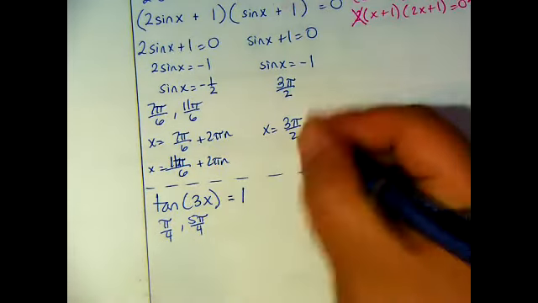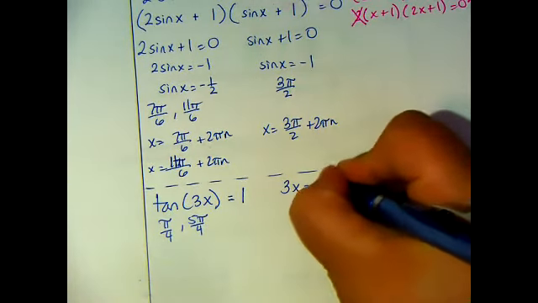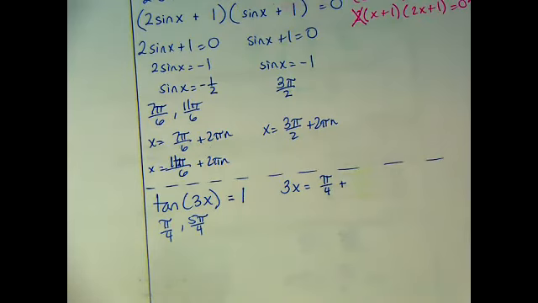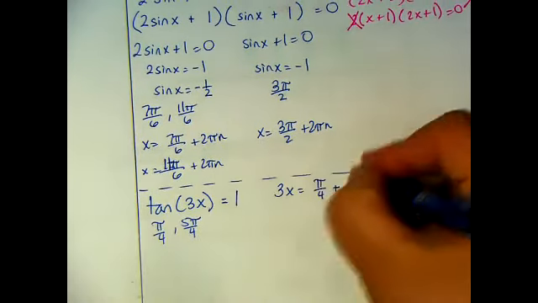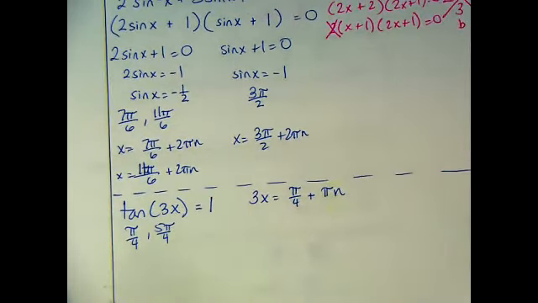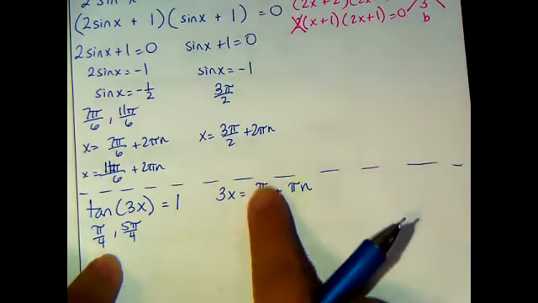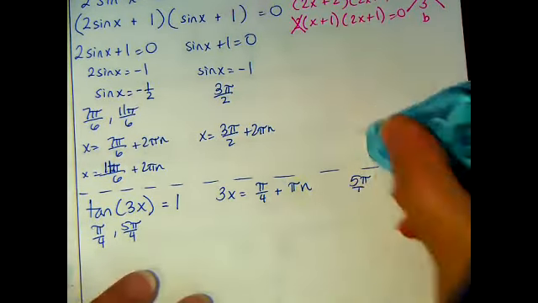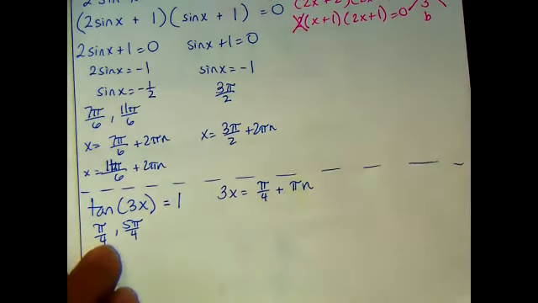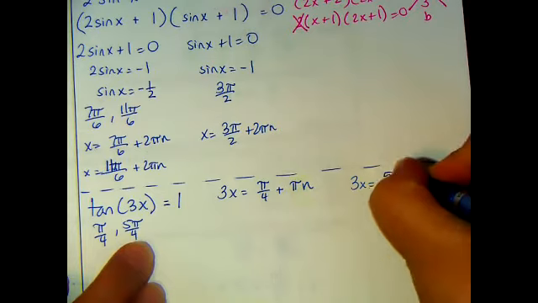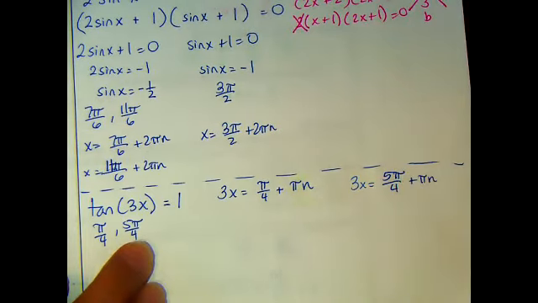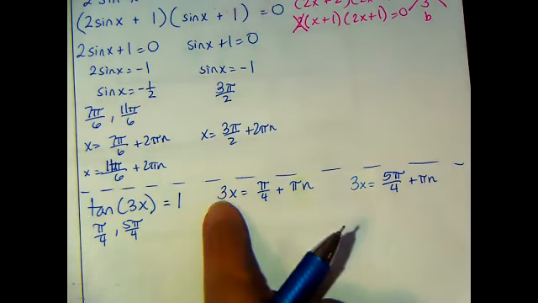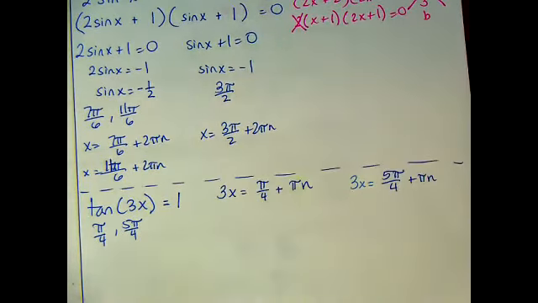On the contrary, it means 3x is equal to pi over 4 plus, in this case, again, you have to be careful because the periodicity of tangent is pi n, right? So I have 3x is equal to pi over 4 plus pi n. I also have 3x is equal to 5 pi over 4 plus pi n, okay? So I have to solve for x. I don't want 3x, I want x. So I'm going to divide everything by 3.